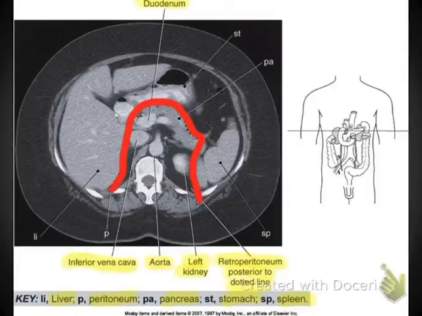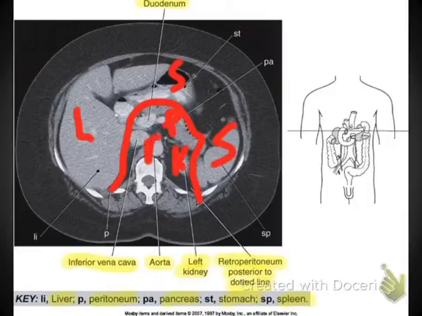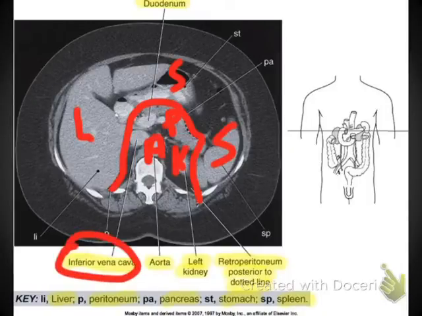And so as we can see, we have the liver, stomach, spleen, and outside of it is the pancreas, kidneys, aorta, inferior vena cava, which is here. So pretty much we do see that there's a division between the peritoneum and the retroperitoneum. So it's important for us to know this.